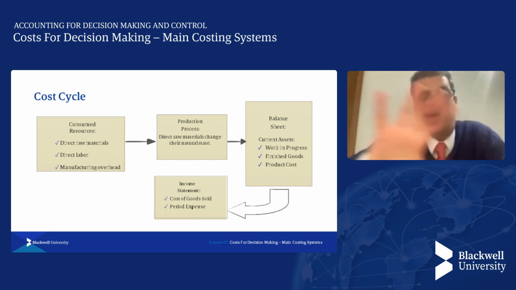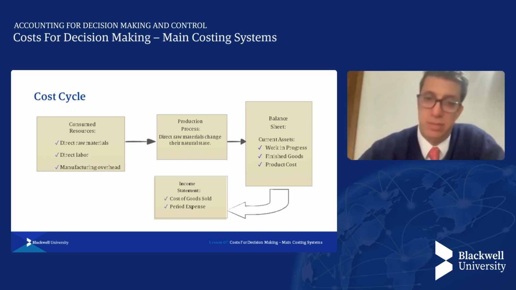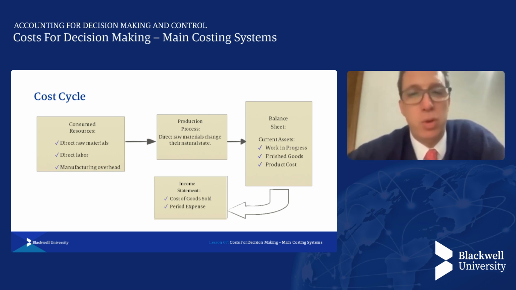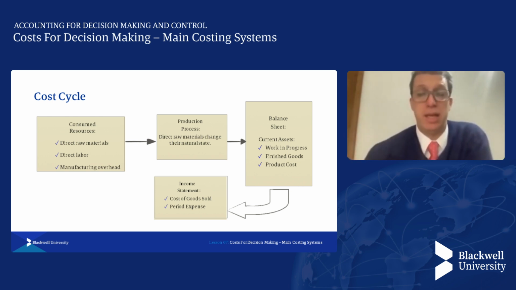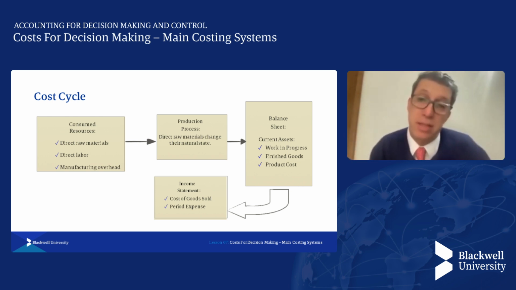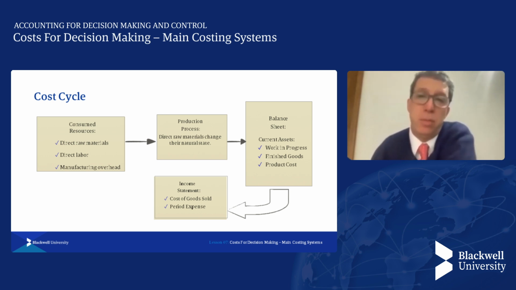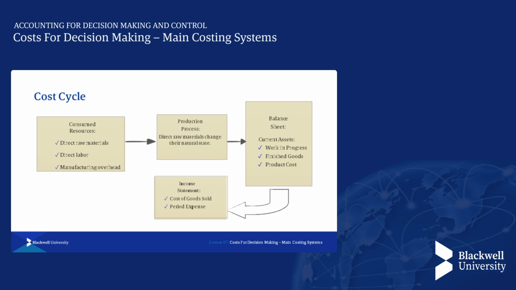So here we have a diagram of this cost cycle, where we have certain resources consumed, including direct raw materials, direct labor, and general manufacturing expenses. Then we have a production process where direct raw materials change their natural state from an input, from various inputs to a product that is in the process of completion until it is already finished.